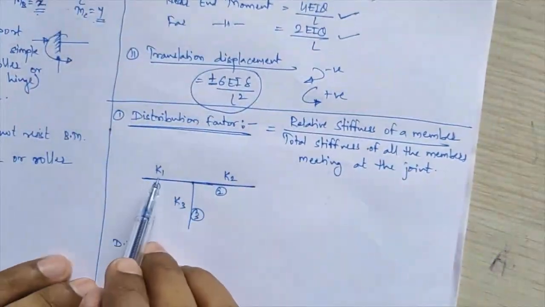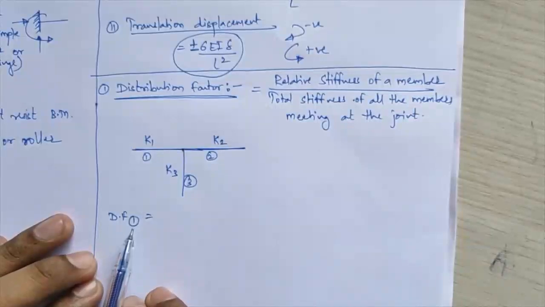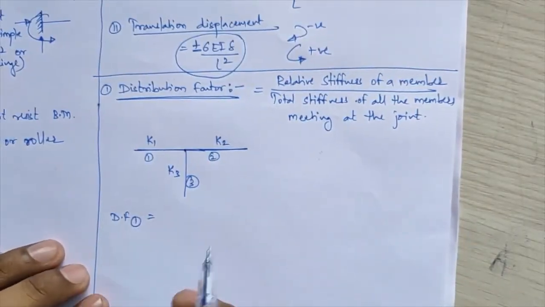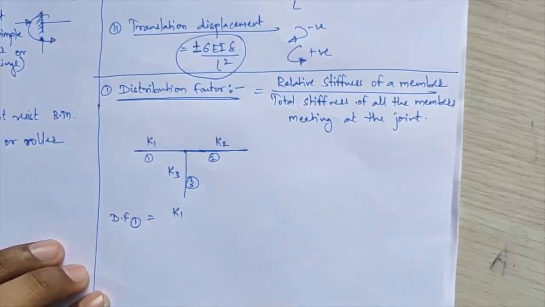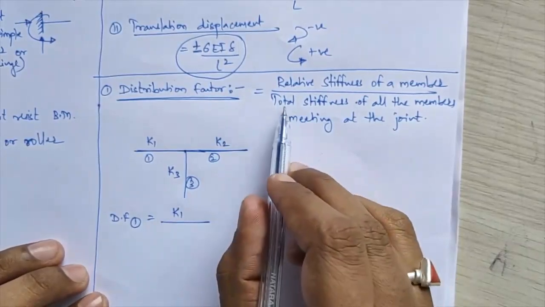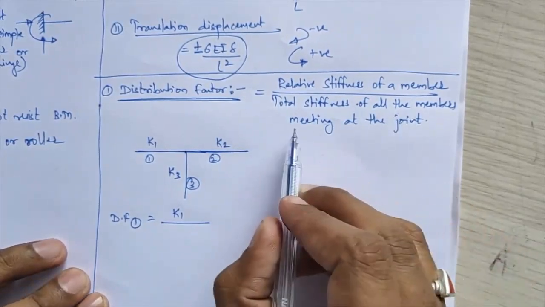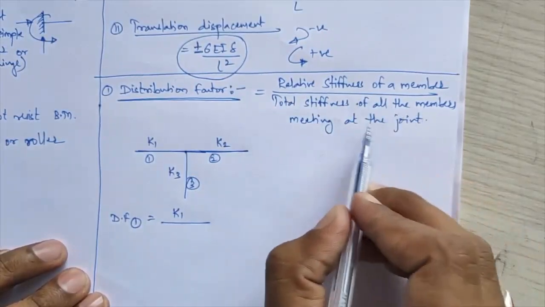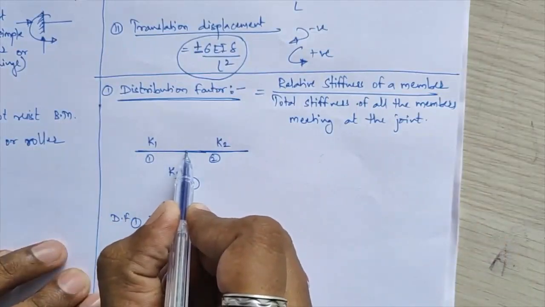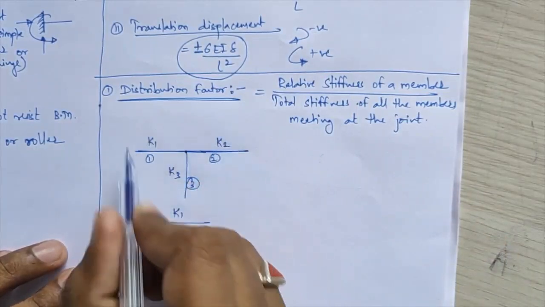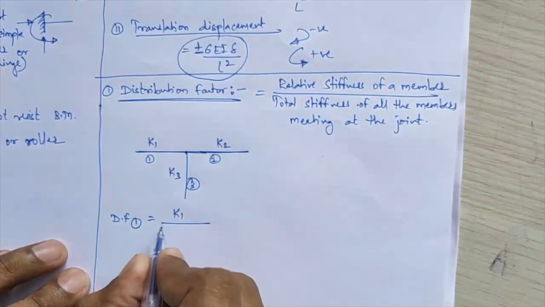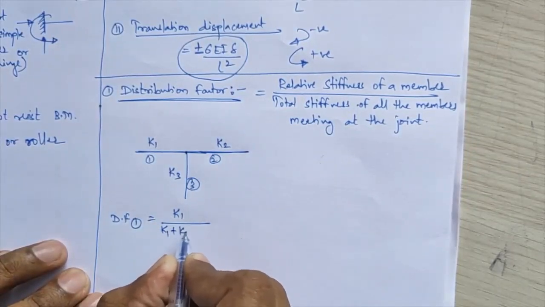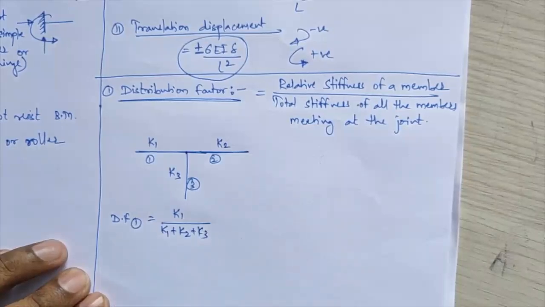Of a member means that you have to consider the first member over there, because you are calculating the distribution factor for the first member. So that comes equal to k1 divided by the total stiffness of all the members meeting at the joint. Since k1 is meeting at this joint, you have to consider all the stiffness there, so that comes equal to k1 plus k2 plus k3.